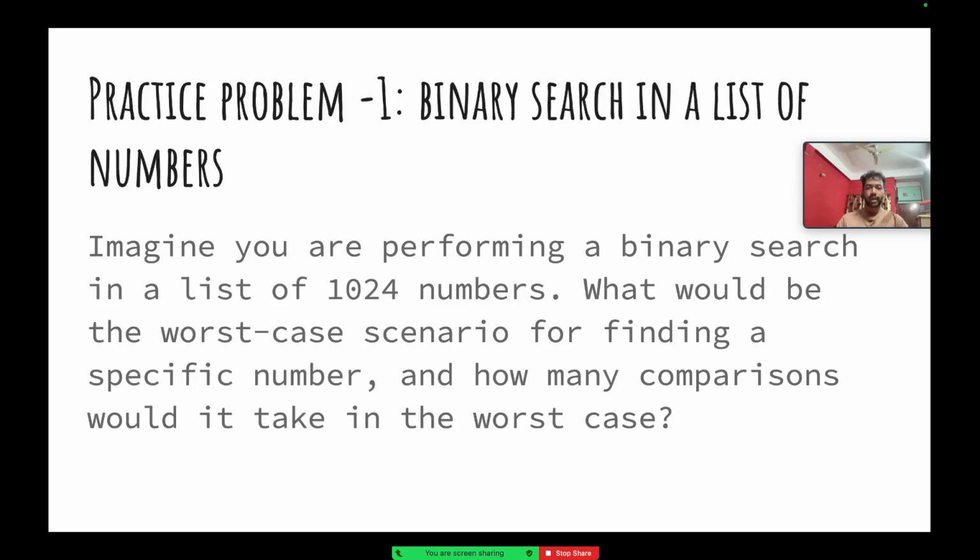Maybe you are doing binary search and you're not getting the number, and you have to do a lot of iterations. By iterations I mean you need to do a lot of comparisons. So what could be that worst case of finding, and how many comparisons would it take? The comparisons could be 9, 7, 10, 15. It could be anything. Also, this is a bit of a tricky question, so maybe a lot of you won't be able to do it in the first place.